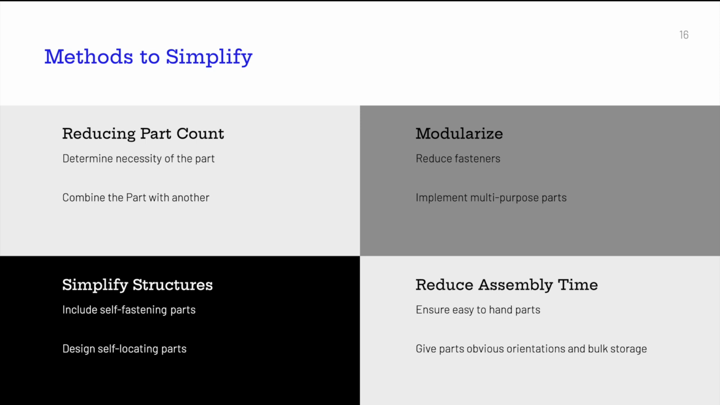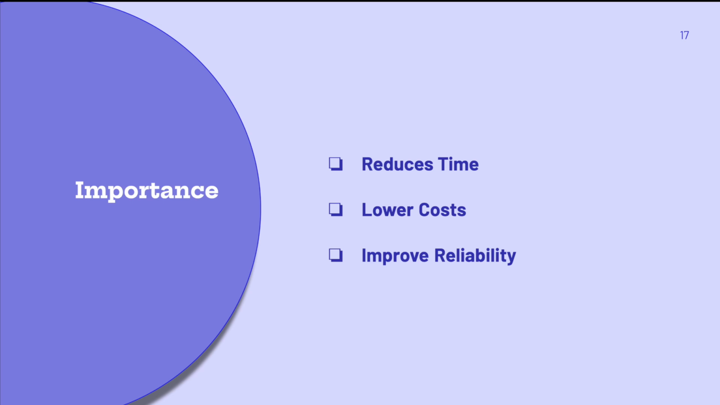And lastly, you're going to want to reduce assembly time. So you want to make sure that the parts are easy to handle. You don't want flimsy parts that can slip through someone's fingers, or things that are sharp that can hurt someone. And you also want to give parts an obvious orientation. If you could have a part that's symmetrical, perfect. But if it's not symmetrical, you want to make it obviously asymmetrical so that the person assembling it knows which way it's supposed to go. And you also want to keep in mind how these parts are going to be stored. If they're going to be stored in bulk, you want to make sure that they won't get tangled or stuck together somehow.